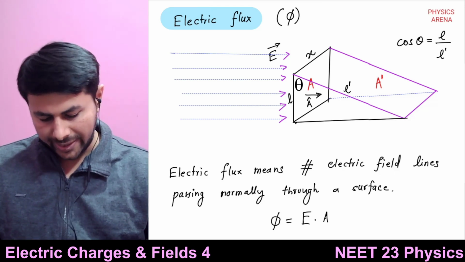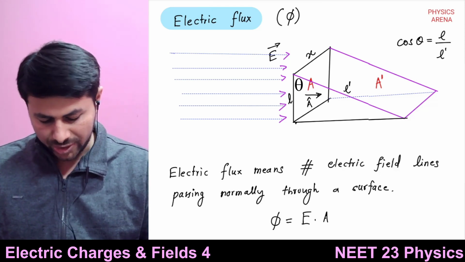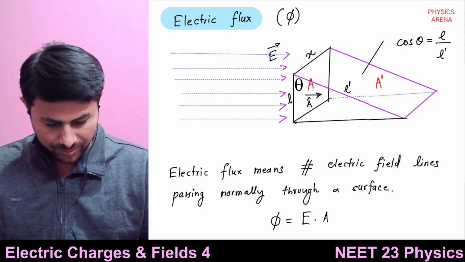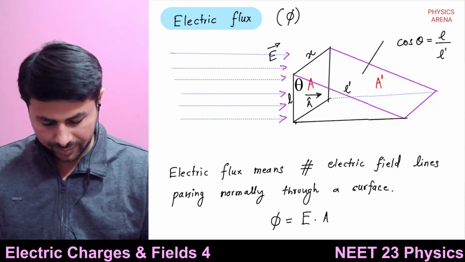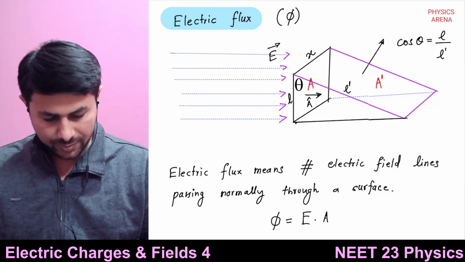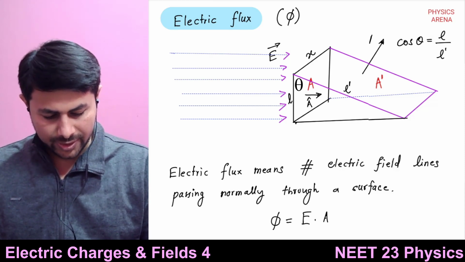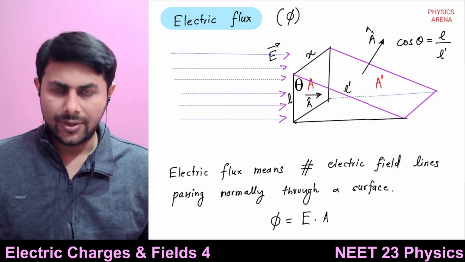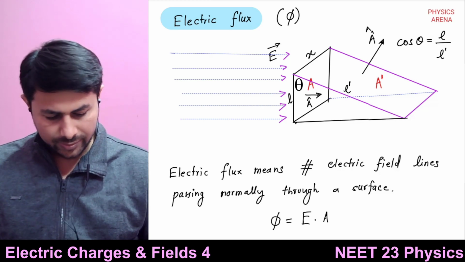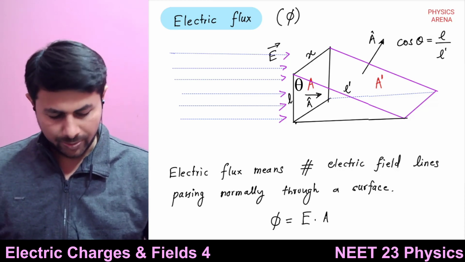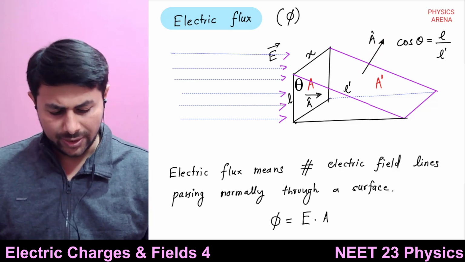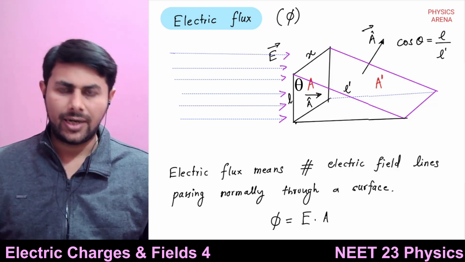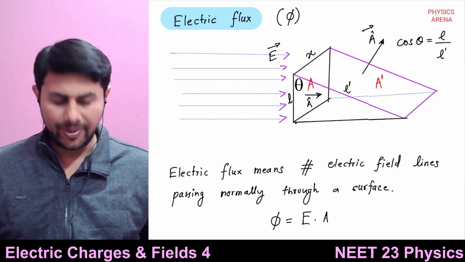What is the direction of A dash? The direction of A dash is perpendicular to the plane of A dash. So this is the direction of A dash. This is A dash cap, you can say a unit vector in that direction. Or if you suppose this much is the magnitude of this area, you can say this is A dash bar. Okay, and now see, it makes sense.